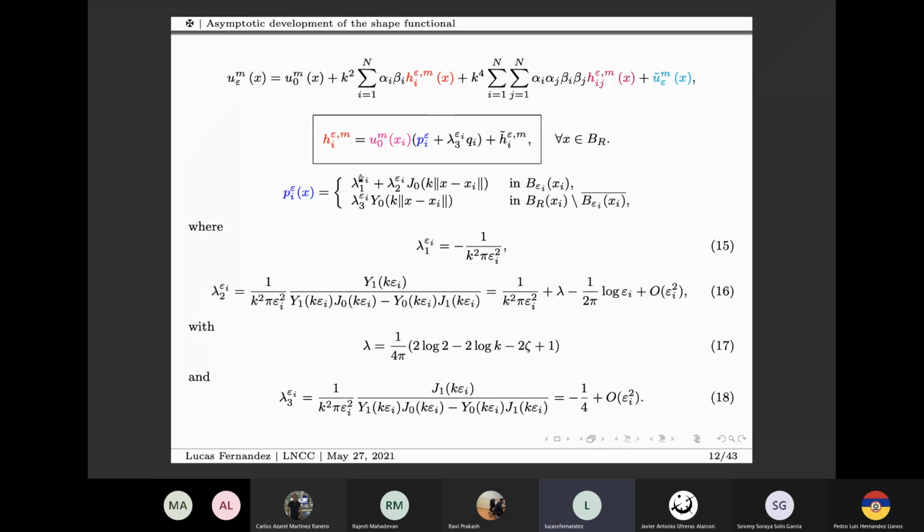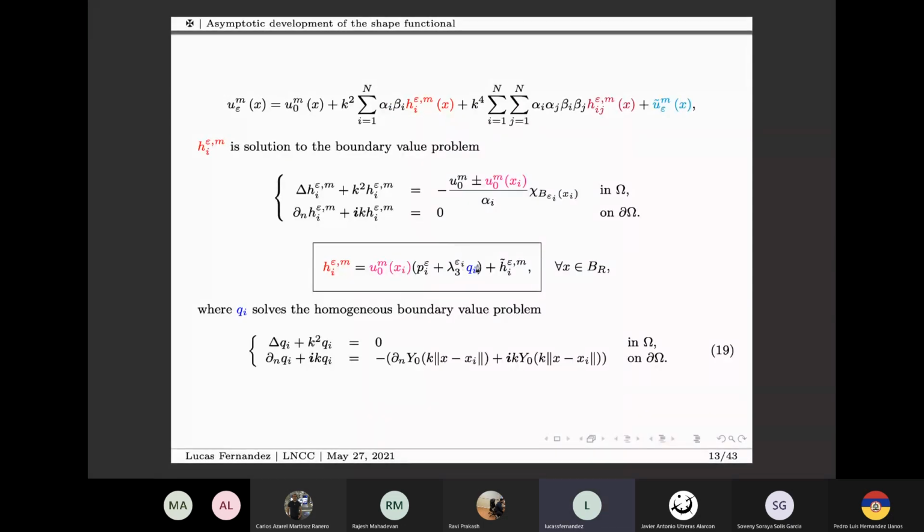So here I have lambda 1, lambda 2, and lambda 3. They are real constants dependent on epsilon, as shown in these expressions here, 15, 16, 17, and 18. Such constants admit a series expansion at epsilon equal to 0. So we will use this series representation in further calculations.